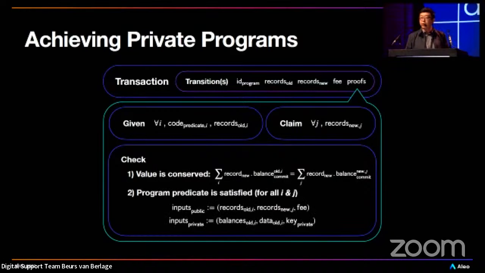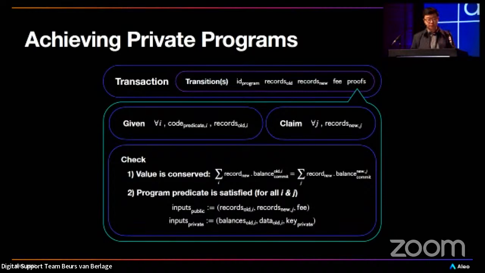Second, we check that the predicate is satisfied on public inputs which contain the consumed records, the newly produced records, and, well, the corresponding fee. In addition, the user provides private inputs which contain the plaintext balance and data of the consumed records, as well as their private key.